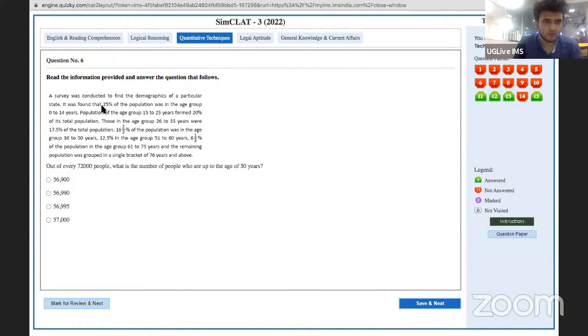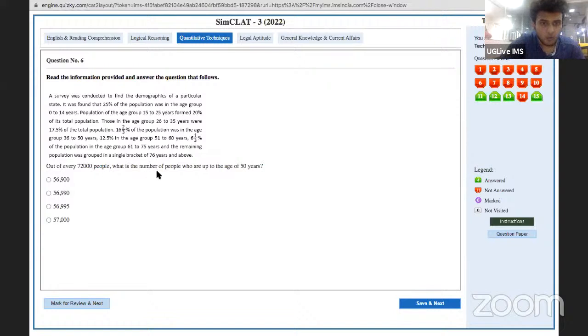16.2 was in the age of 36 to 50 years. 16 and two-thirds. 12.5% was from 51 to 60. 6 and one-third from 61 to 75. Okay, and remaining was single bracket 76 years and onwards.